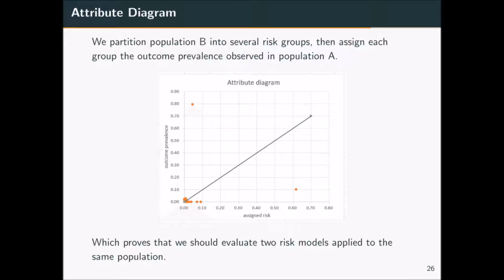And then, we just follow the same process as the paper. Partition population B into several groups, and then assign each group the outcome prevalence observed in population A. We can see in the diagram that there is nearly no point on the 45-degree line because A and B have different risk distributions. This also proves that we should evaluate two risk models applied to the same population.